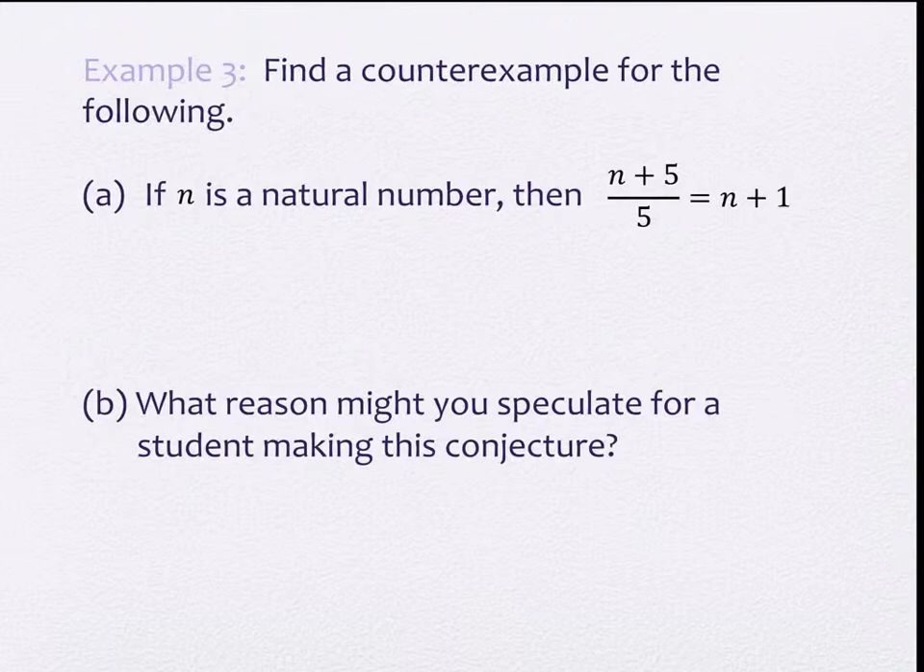What we're trying to do is think about giving a counterexample. If you remember, counterexample means an example that shows something does not work. There's usually lots of counterexamples, not always, but usually lots when something does not work. So can you find and create an example where this statement, (n plus 5) over 5 equals n plus 1, does not work?